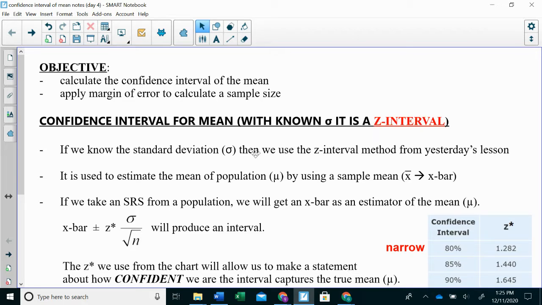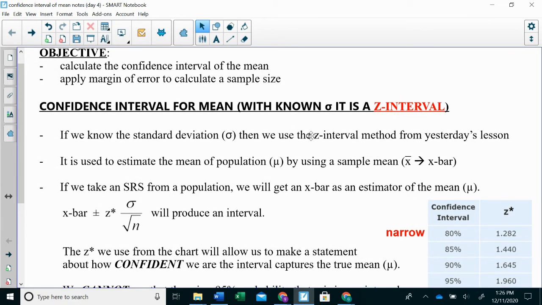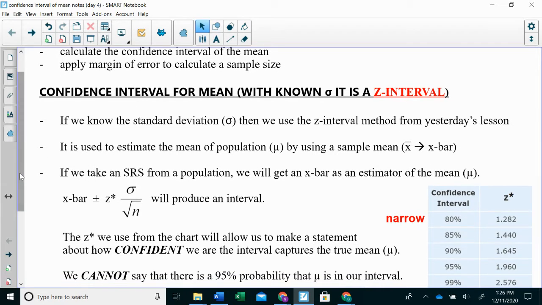So confidence interval for a mean with a known standard deviation, it is also then the z-interval as we've previously learned. So a couple of things of information here. If we know the standard deviation, the Greek letter sigma, then we use the z-interval method from yesterday's lesson, from that previous lesson that we've learned.